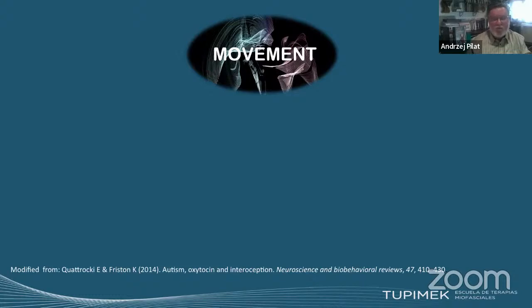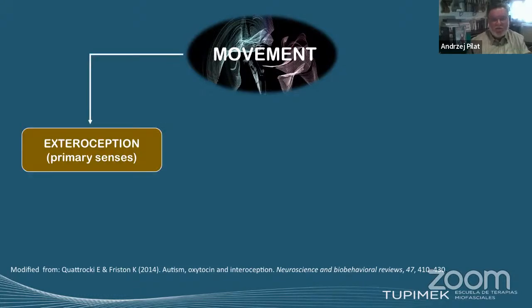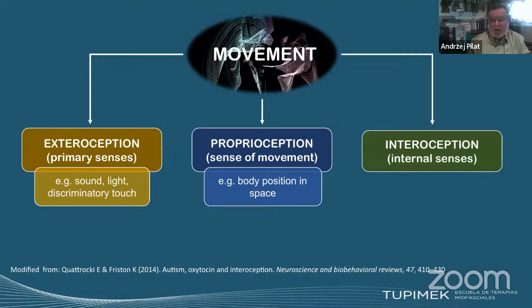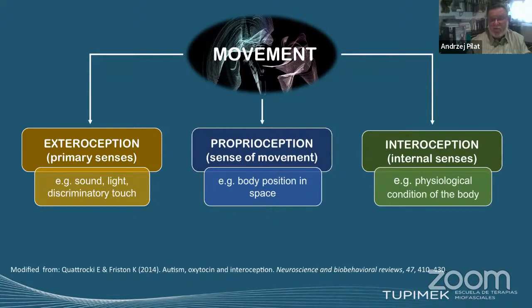I think that the movement is related with exteroception, primary sense. For example, sound, light, discriminatory touch, also proprioception, sense of movement, body position in space, and finally, maybe most important or equally important, interoception, internal senses. So, for example, physiological condition of the body. So I think that with this short presentation, I want to answer your question, Elizabeth.